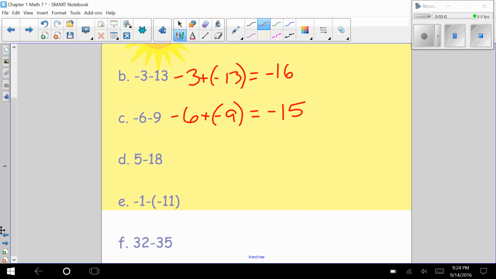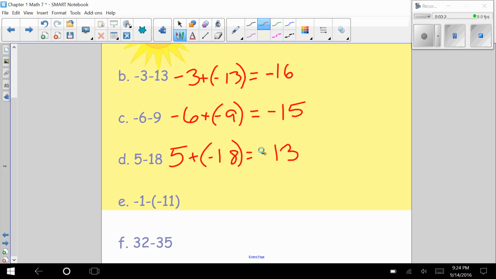For 5 minus 18, I'm going to change it into 5 plus negative 18. At this point, I have more negatives, so I subtract 18 minus 5, which gives me 13. And since I had more negatives, my answer is negative 13.